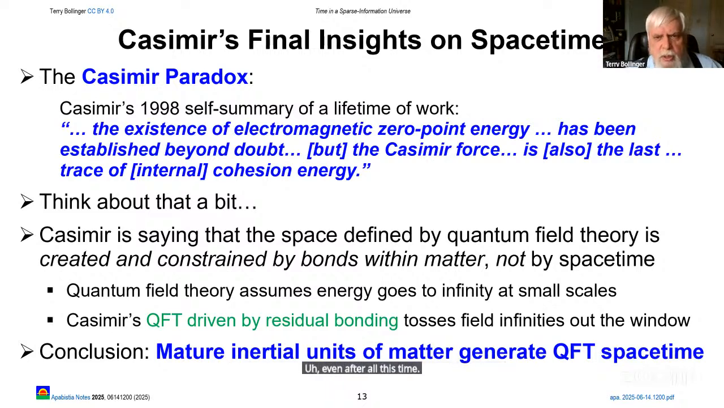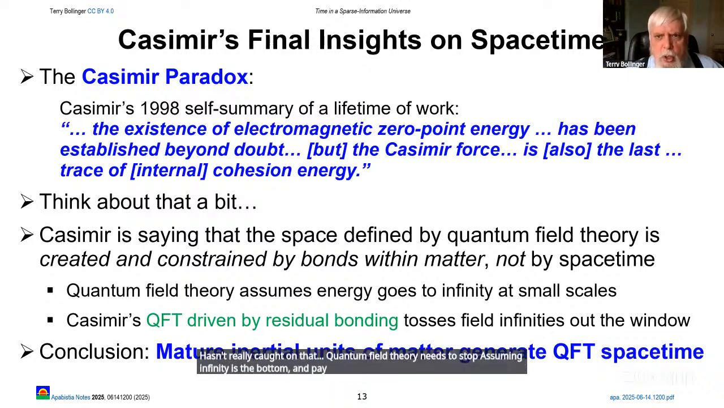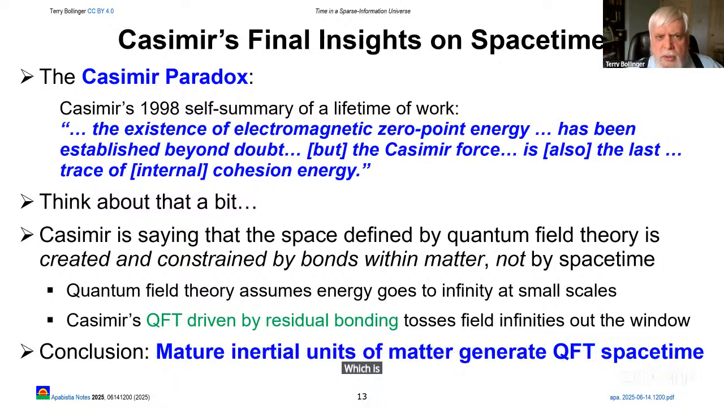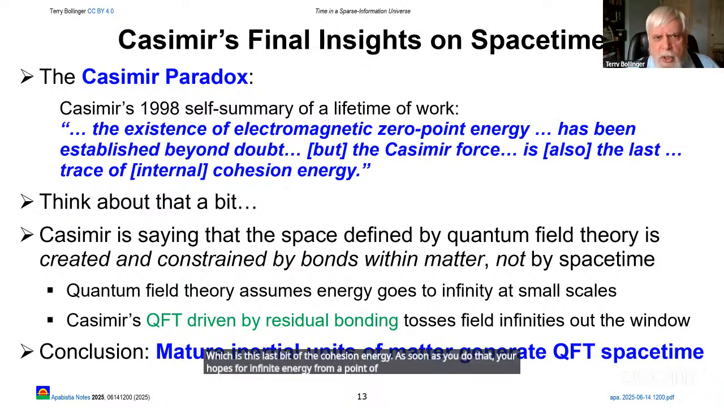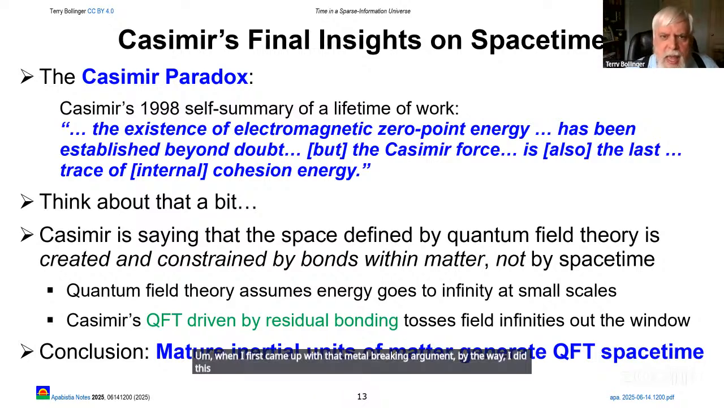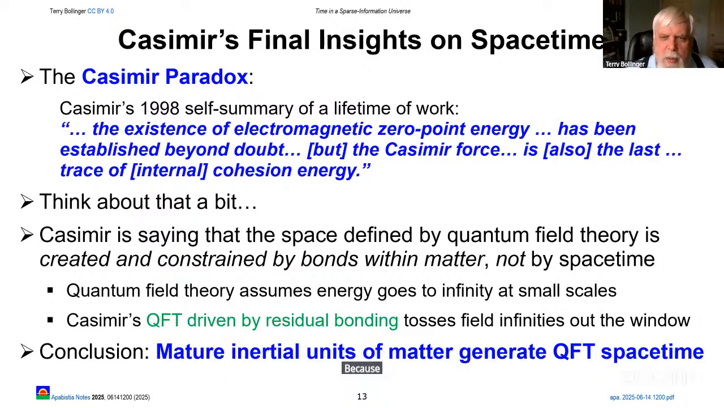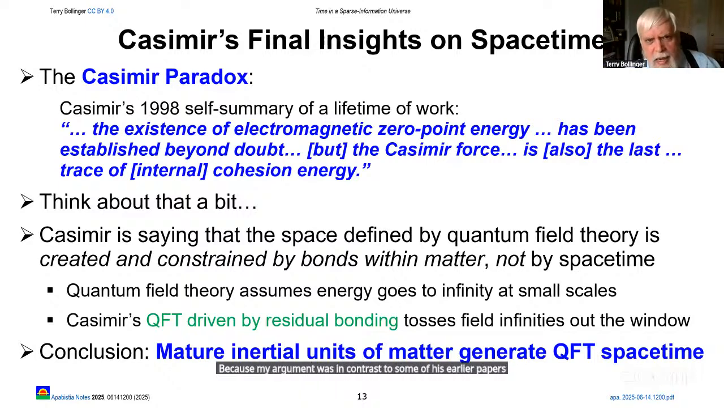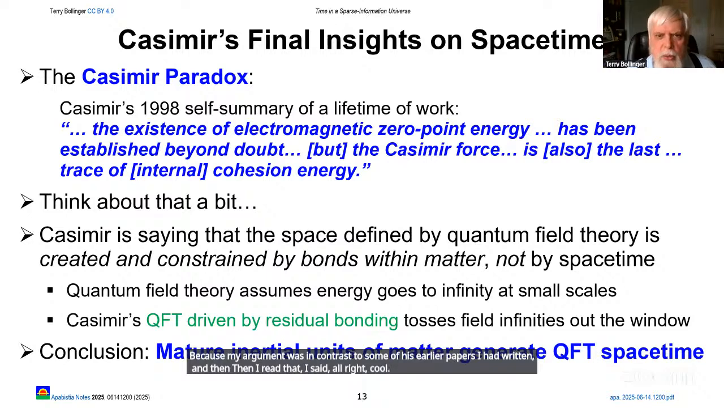So this is 27 years later. It hasn't really caught on that quantum field theory needs to stop assuming infinity is the bottom and pay more attention to the source of the energy, which is this last bit of the cohesion energy. As soon as you do that, your hopes for infinite energy from a point of space just disappear. It's just not there. This version of the Casimir force by Casimir does not do that. Can't do that. When I first came up with that metal breaking argument, by the way, I did this independently, and I was surprised and delighted when I found out that Casimir had used the same argument, because my argument was in contrast to some of his early papers I'd written, and then I read that and said, "All right, cool." He absolutely confirms that same idea.